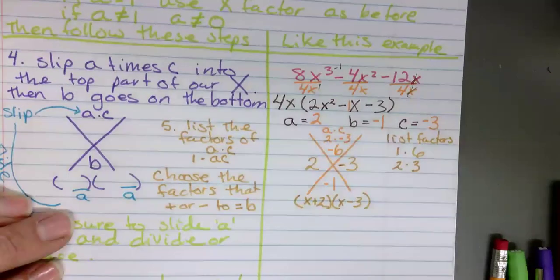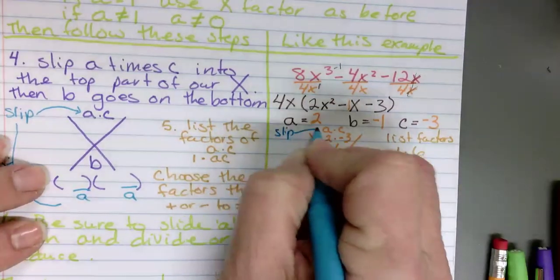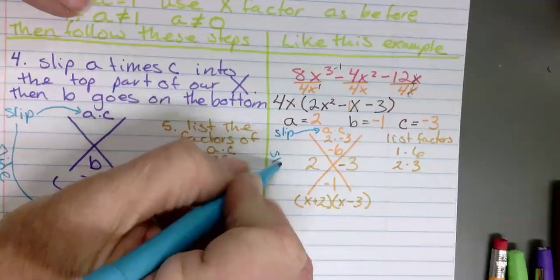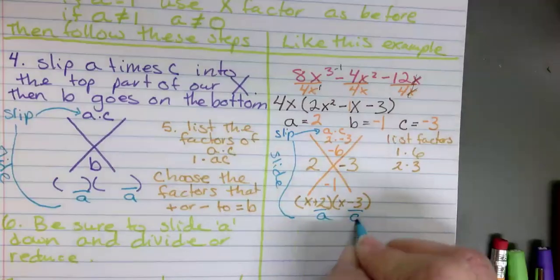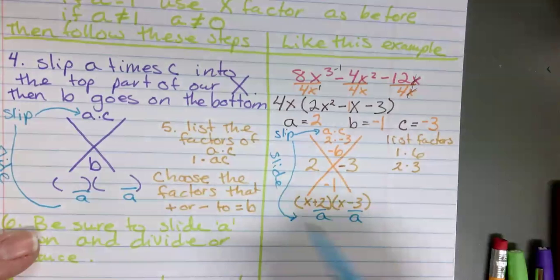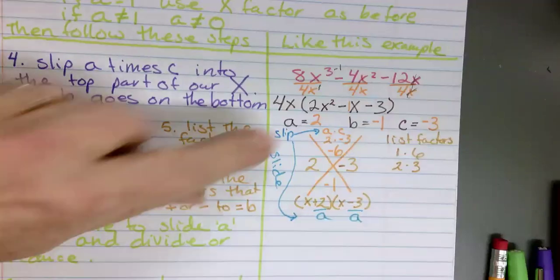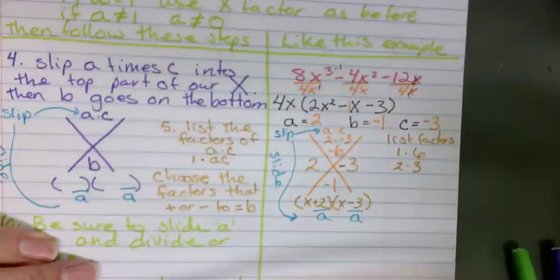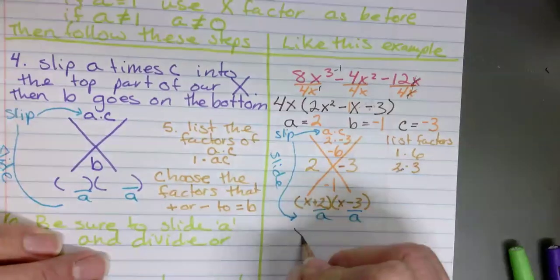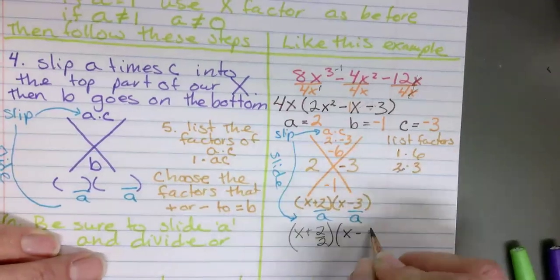Now warning, this is why we should be writing our steps. So if we write, slip the A over there, and then slide the A's here to divide, then we'll make sure we're ready. Otherwise, you'll often get to this step and think you're done, because if A were equal to 1, we would be done. But A is equal to 2 in this one, so we still have to divide by A. All right, my A is 2, so I'm going to have x plus 2 divided by 2, and then x minus 3 divided by 2.